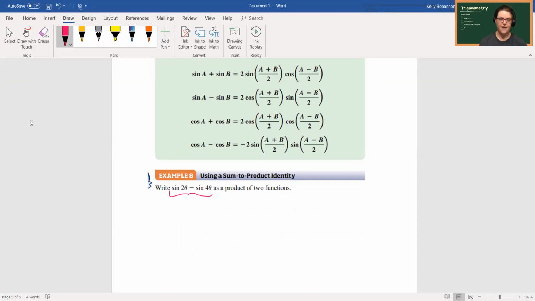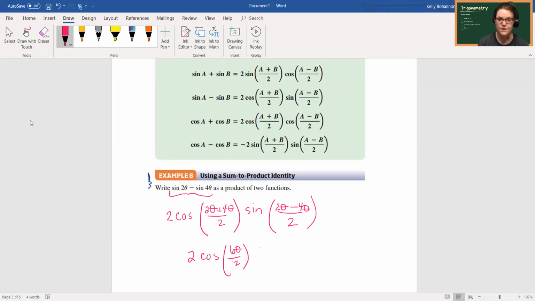We'll rewrite. So I'm going to rewrite it as 2 cosine (2 theta plus 4 theta) over 2, sine (2 theta minus 4 theta) over 2. So let's simplify. So that's 2 cosine 6 theta over 2, sine negative 2 theta over 2.